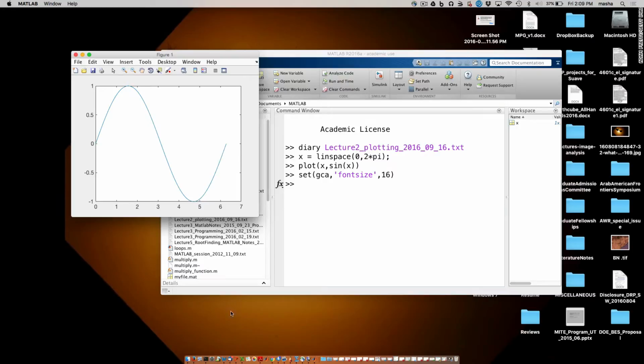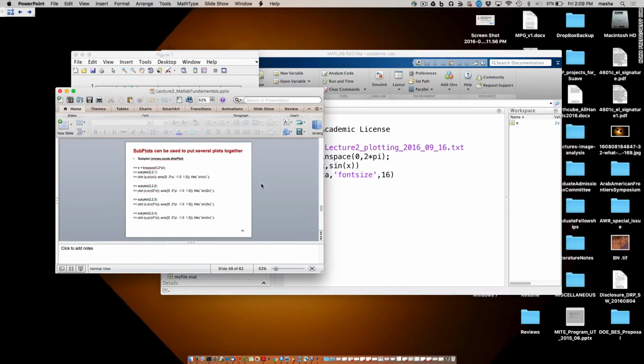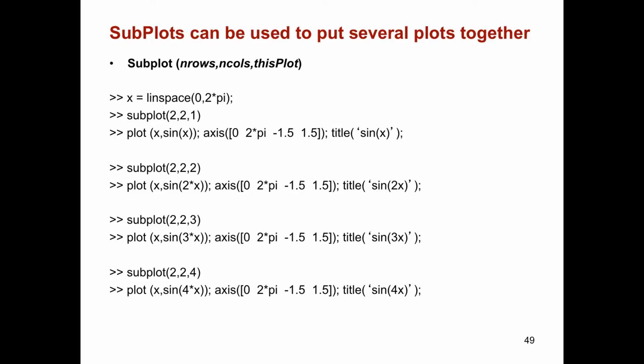All right, so what we will do today is learn how to do multiple plots. If I wanted to compare multiple different things on the same plot and create a composed plot, I can use subplot. There are 4 subplots here, all plotting something related to sine: sine x, sine 2x, sine 3x, and sine 4x. They also specify what the axis should be and the title.